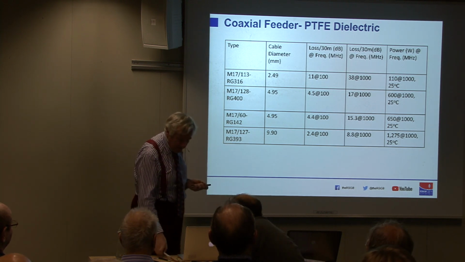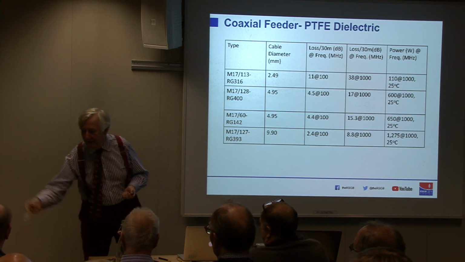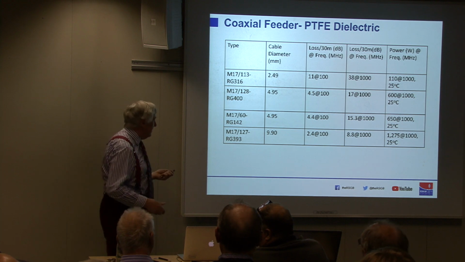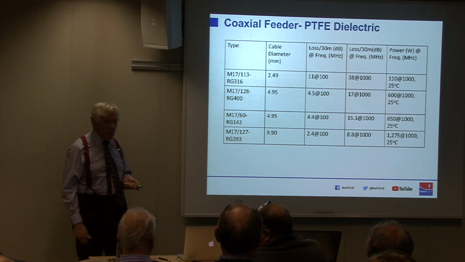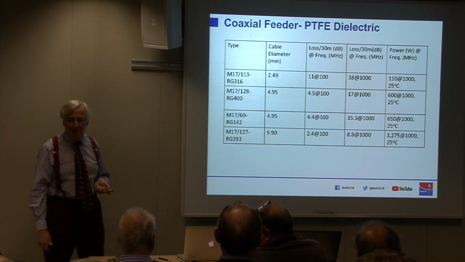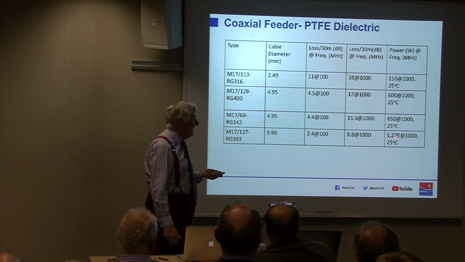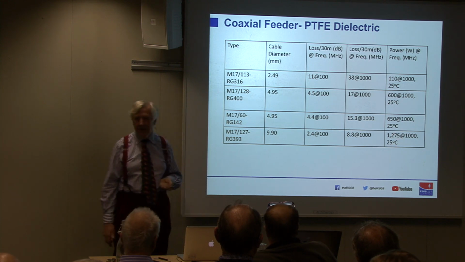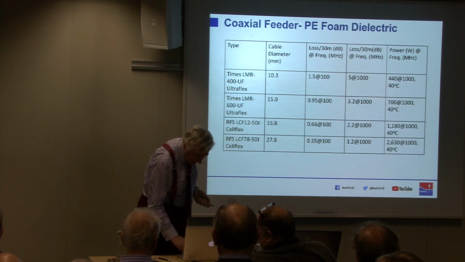And then if you want to be really nasty, try a bit. I'll throw this carefully because it's heavy. That is glorious. M17127 RG393, which is a big version. It costs a lot. It'll take over 1.3 kilowatts at a gigahertz. It's a nice jumper cable, that.